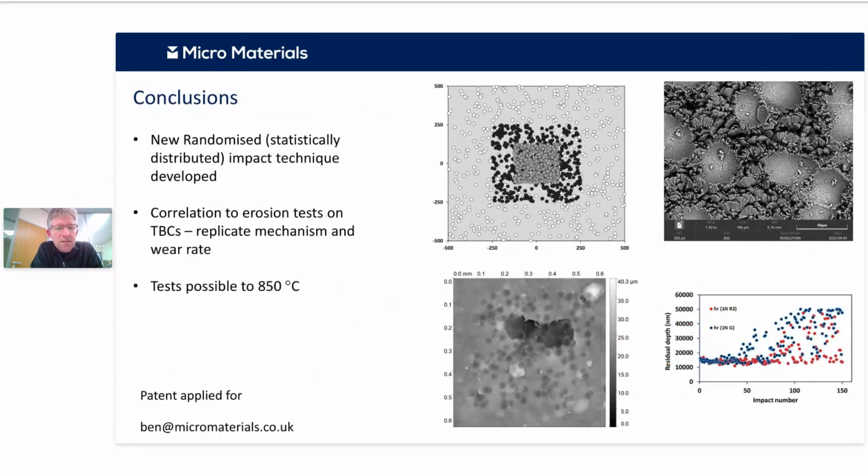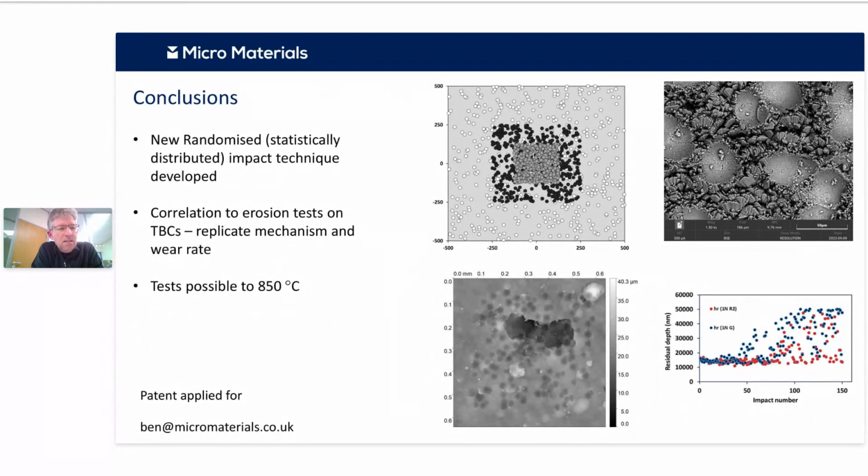Okay, so that's really it from me, just really to introduce this new test technique. It's got a lot of potential, we hope, and we settled on calling it randomized impact because "statistically distributed" didn't sound quite as exciting, but we're interested to hear if you think that's a misstep. Certainly from what we've seen so far, it's got very strong potential because it shows very good correlation with real erosion tests. And it's so much simpler to do.